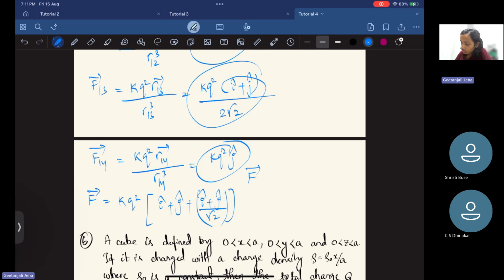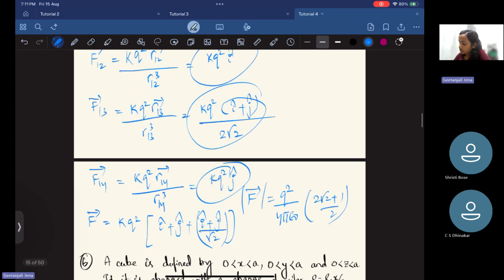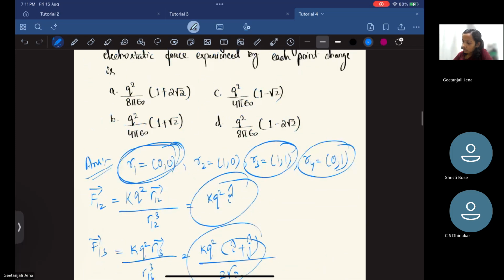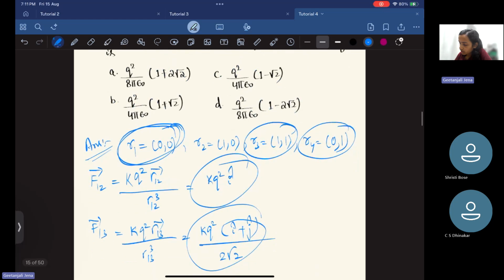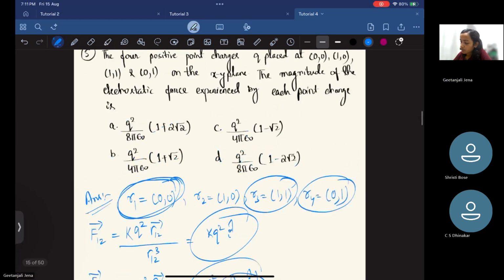Magnitude you can easily find out, right? You know F. So this will come out as Q square by 4 pi epsilon naught, 2 root 2 plus 1 by 2. And if you check it, the answer will be option A. Okay.